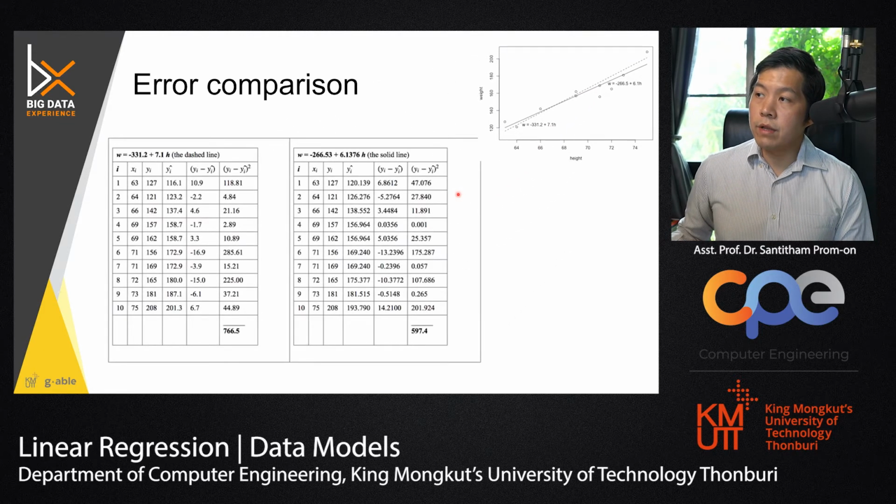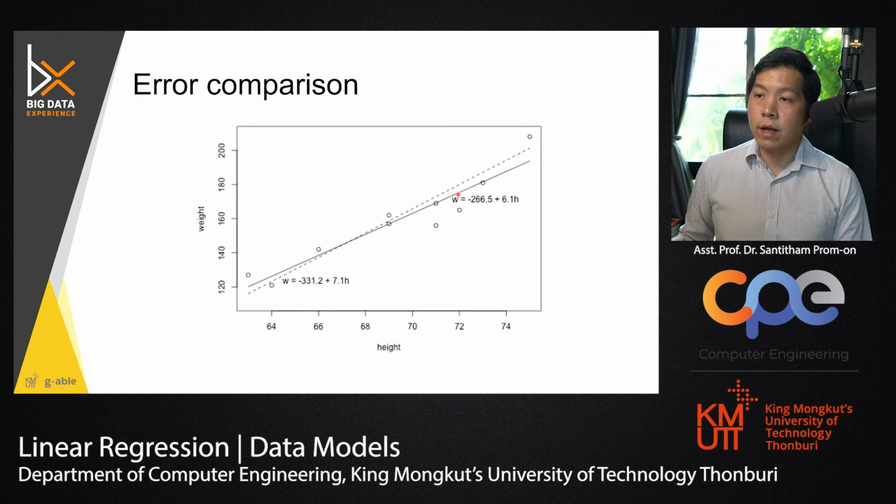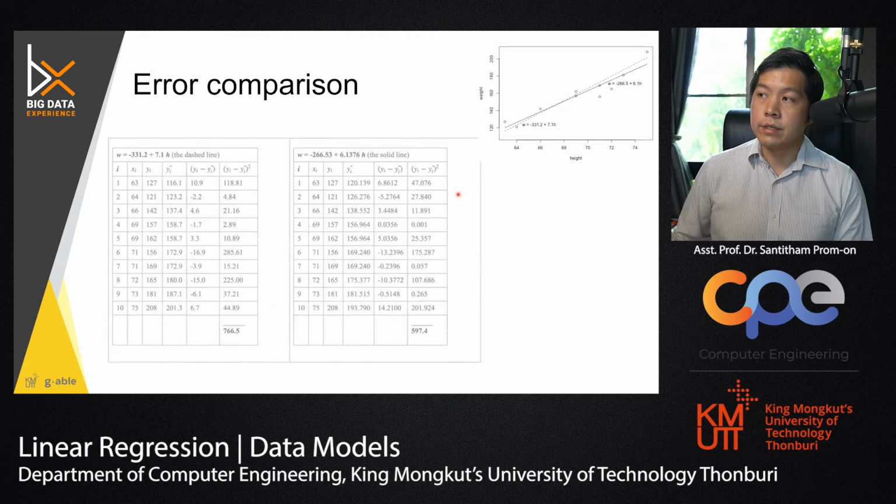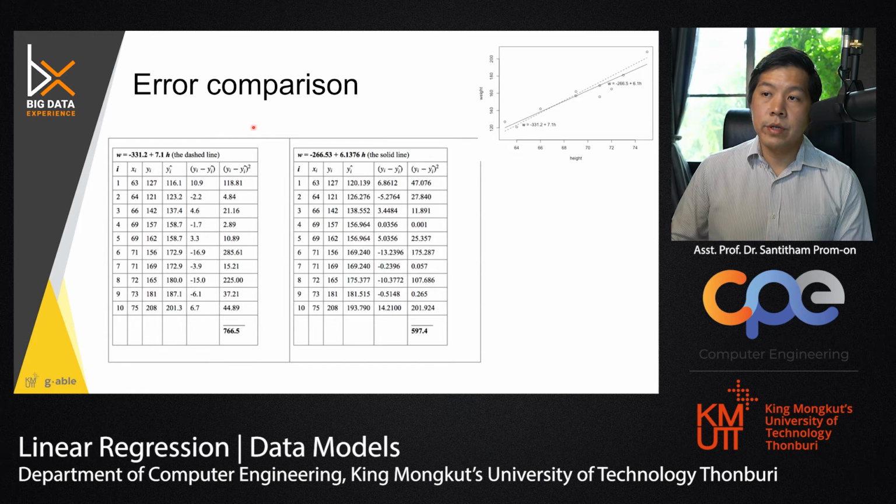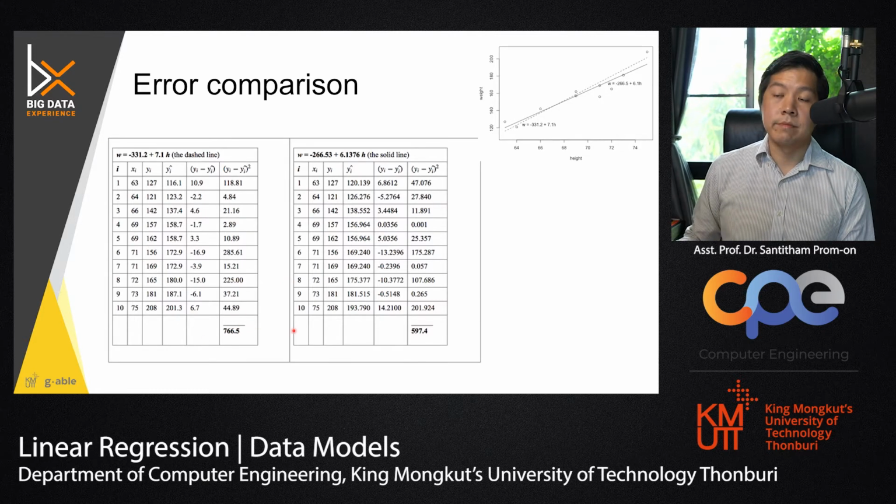Comparing now, if the question is which line is the better one, you can compare the errors. Errors between the two lines can be computed by subtracting yi and y hat, then squaring the values and summing them all. And then you can see that the solid line has a better error than the dashed line. That means the solid line is better.